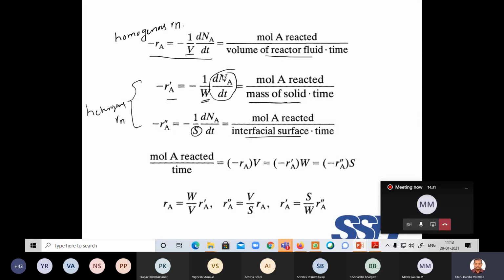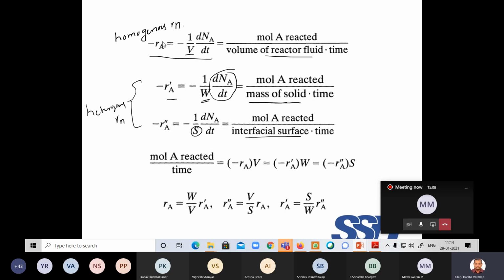When you are using this, volume has a unit of meter cube. W has a unit of mass of the solid, that is kg. This S, the interfacial surface area, will have a unit of meter square. But dNA by dt will have the same unit. So based on this, the unit for the left hand side, minus RA or minus RA dash or minus RA double dash, will change.